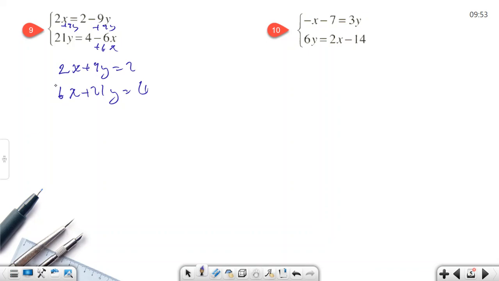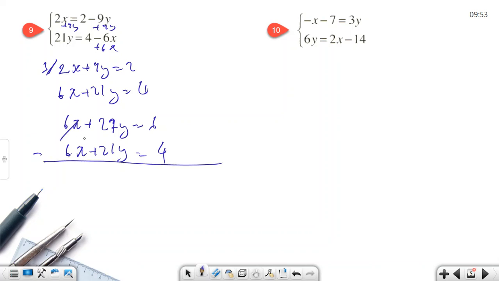After that, as you see 2 and 6, you need to multiply that equation by 3. 6x plus 3 times 9, which is 27, y equals 3 times 2, which is 6. 6x plus 21y equals 4. You can subtract them. 6 minus 6 is 0. 27 minus 21 is 6y. 6 minus 4 is 2. y equals 1 over 3.